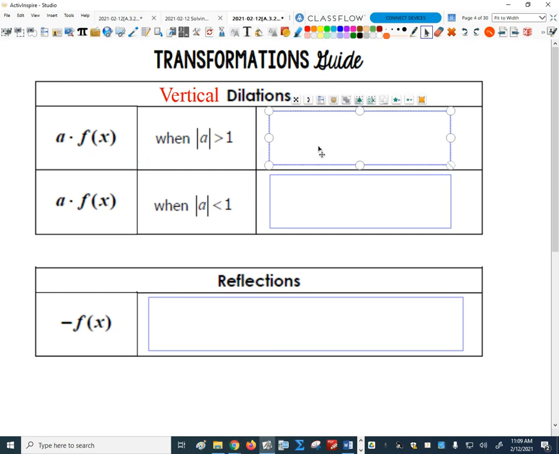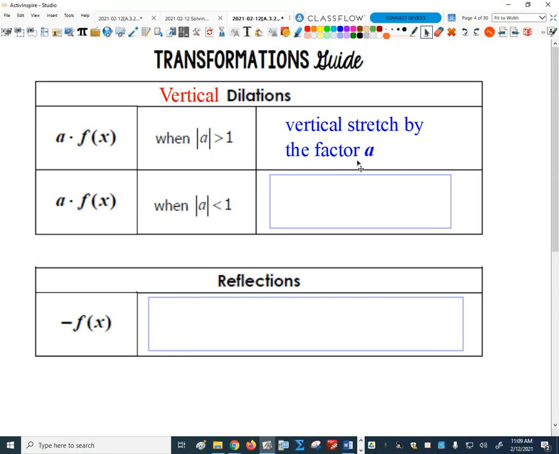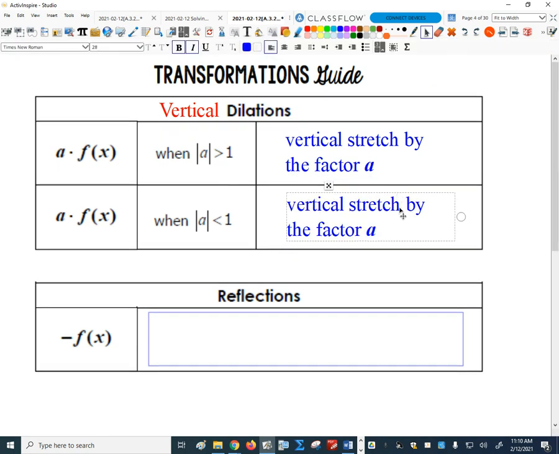So if I multiply by a, when the absolute value of a is greater than 1, like 2, for example, what happened? I stretched it by a factor of a. What happened when I multiplied my function by a vertical dilation factor that's a fraction between 0 and 1, like 1/2? I got to fix this. That shouldn't say stretch. It should say compress. Vertically compress by a factor of a.